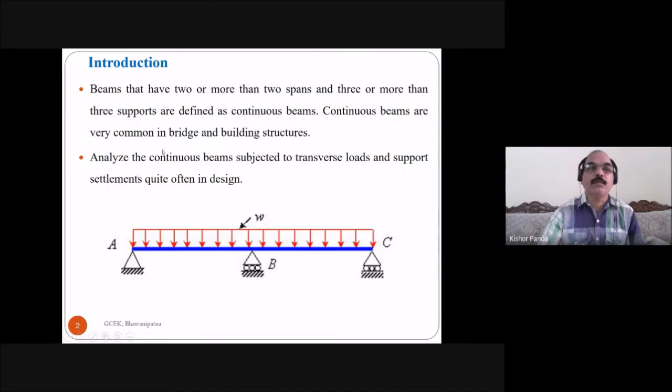Continuous beams are very common in bridge and building structures. You see, if there is one span, then this is your simply supported beam. If there are two spans or more than two spans, this is treated as a continuous beam. So in a continuous beam, supports are three or more, and spans are two or more. So how you have to analyze the continuous beam using the three moment equation.